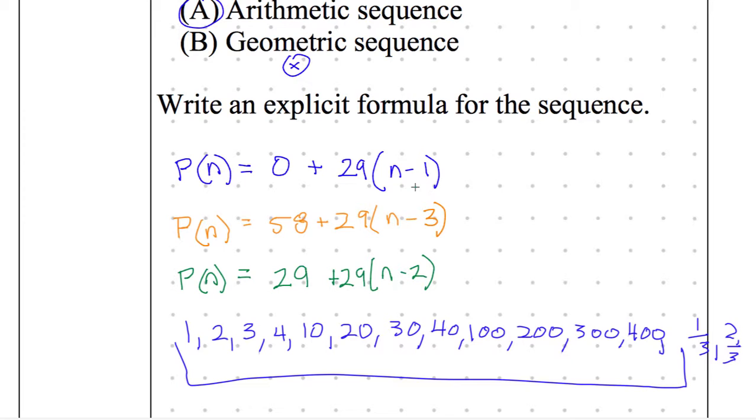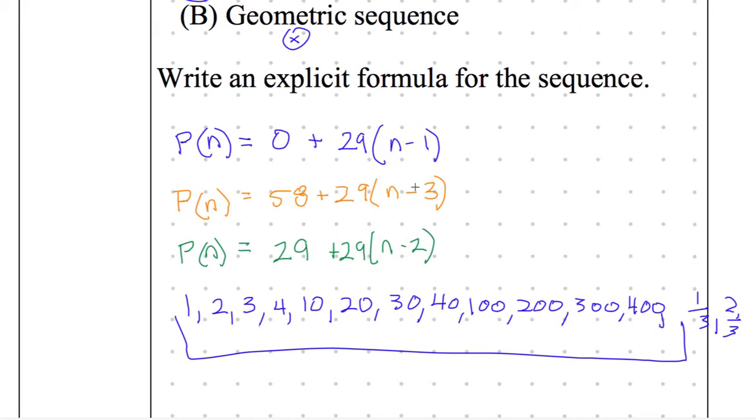All of them work. Does that mean if we went backwards in time, where we had p of -1, that India would have -29 cranes? No, that doesn't make sense in the context of the problem. That's outside of our domain. Our domain was n is 0 or bigger.